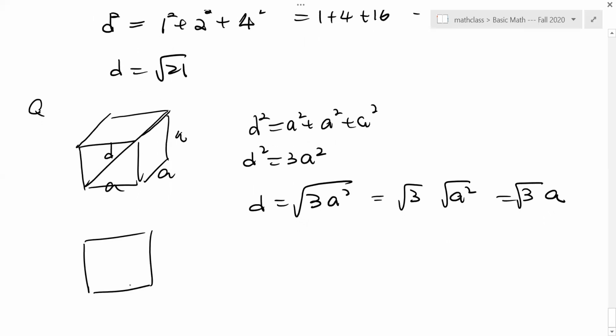Remember the unit square, the square of edge length a. In this case, the diagonal d is going to be square root 2 times a, right?